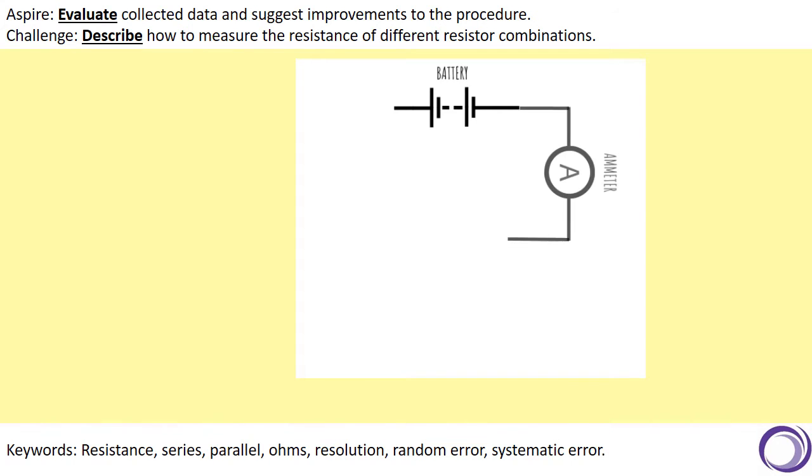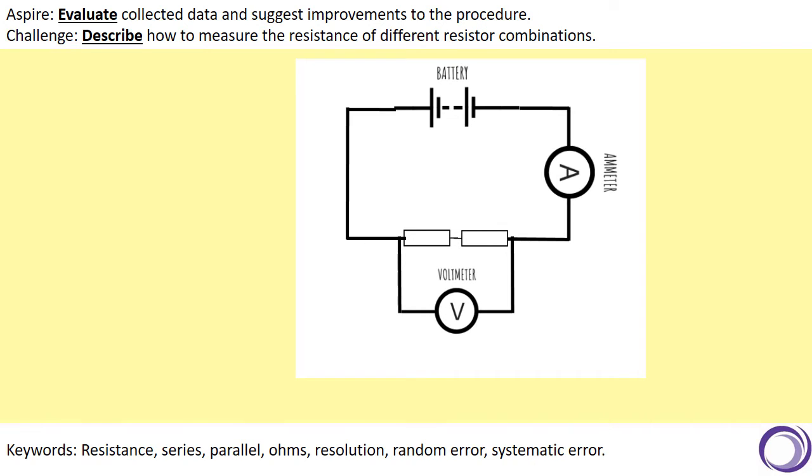So we've got a battery. We connect the battery to an ammeter, and then in that gap we pop in our resistor combination. So there we've got two resistors in series. We've got to remember to put the voltmeter across it. The voltmeter needs to be in parallel, so we want to know what the potential difference is across both of them, so we put the voltmeter across both of them, because remember we're trying to find the resistance of the two of them together, the combination.